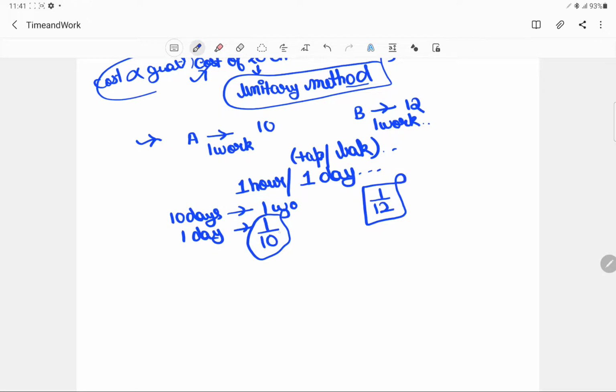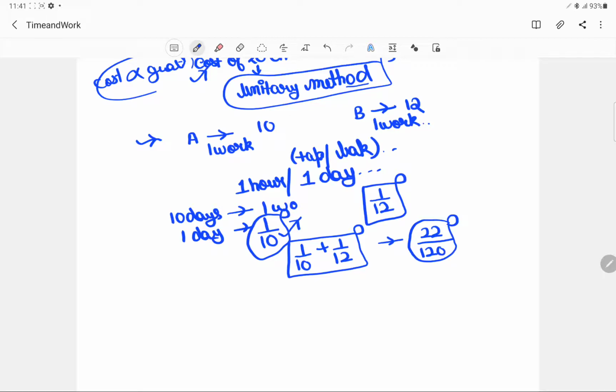So working one day, he is able to complete 1/10 work. Similarly, with the help of B, they would be able to complete this amount of work, which would turn out to be something like 22/120. So in one day, they are able to complete 22/120 work. How many days will they take? Of course, 120/22. And you will find a lot of questions on that, like negative work.